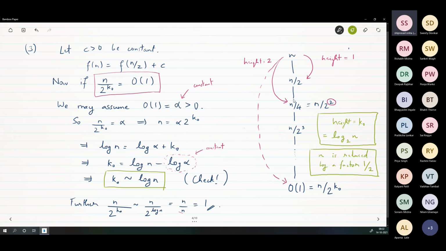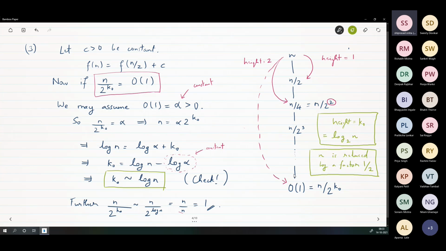This is a constant factor. You don't take 1 by 2 here and then 1 by 3 at the next step. You will never do that. There will be a fixed number, and you keep reducing by that factor. The reciprocal of that number will be what comes in the log when you want to find out the height.